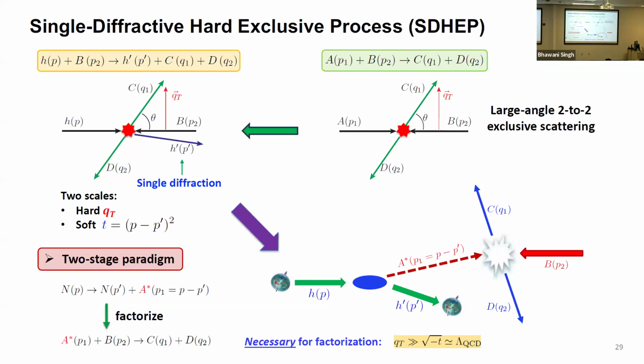The necessary condition for the GPD factorization is, again, that the hard scale must be much greater than the soft scale, which is given by T here. And T can be as low as lambda QCD.